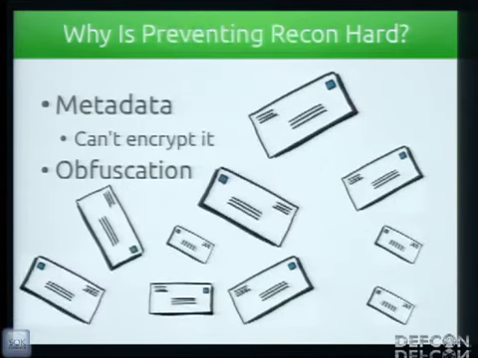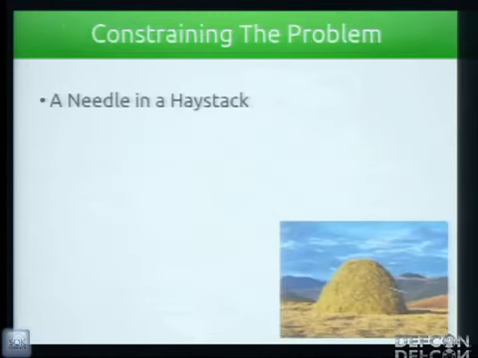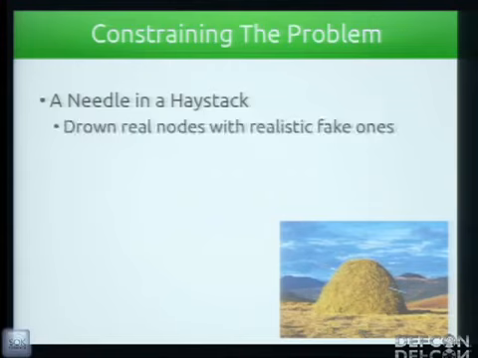It's about obscuring or obfuscating the network. So you can do this. Even though you might not be able to encrypt the metadata, you can put a whole bunch of bogus data in there that makes it much harder to find the real ones. So we're going to try to make finding your real network nodes in some private network like finding a needle in a haystack. A picture of a big needle inside of a haystack.